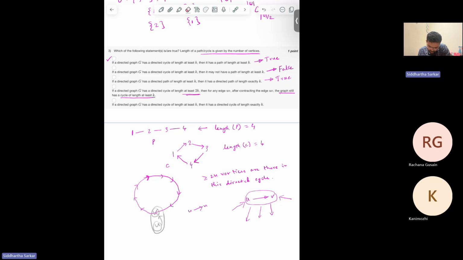But if u and v are both part of the cycle, and we have a situation like this, then this is becoming a supernode after the contraction. So there is a cycle. So this is becoming a supernode. So this is one cycle, and this is another cycle. So what is the length of the larger of these two cycles?